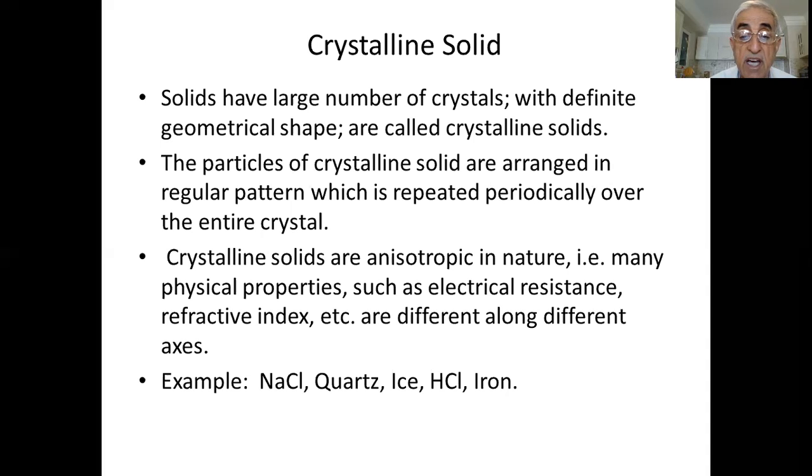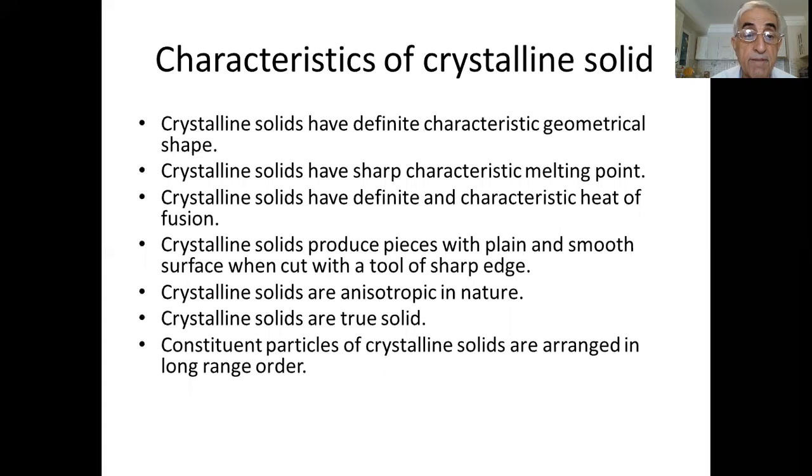Crystalline solids are anisotropic in nature. That is to say, many physical properties such as electrical resistance, refractive index, etc. are different along different axes. Examples: NaCl, quartz, ice, HCl, iron.